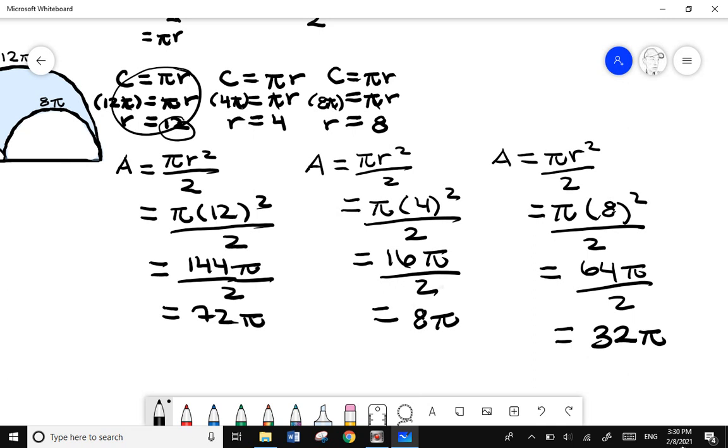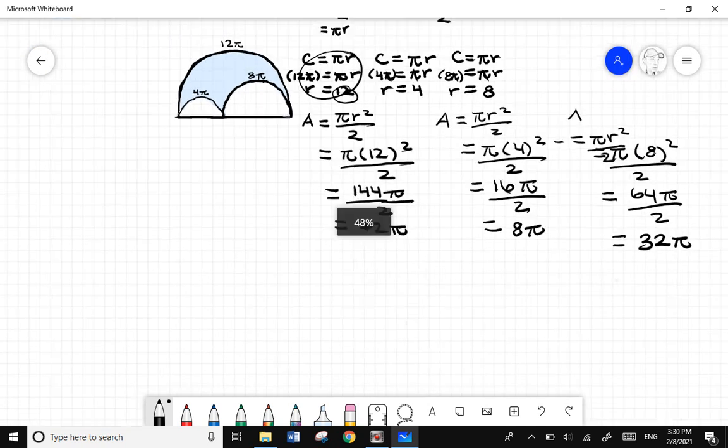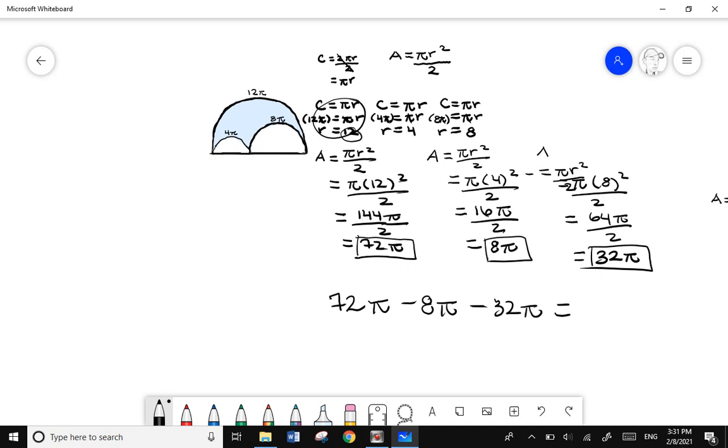And now your very last step, the subtraction. Remember what we did at the beginning, what we found out was that this shaded region is really just the biggest one minus the smaller one minus the smallest one. So we know that the biggest one is 72 pi minus 8 pi minus 32 pi. So let's write that down here. And what's our answer? Just do the subtraction.